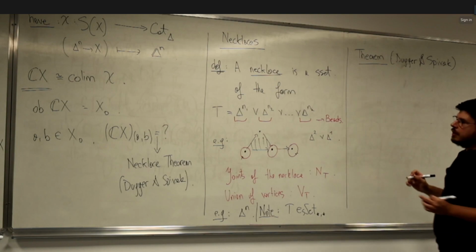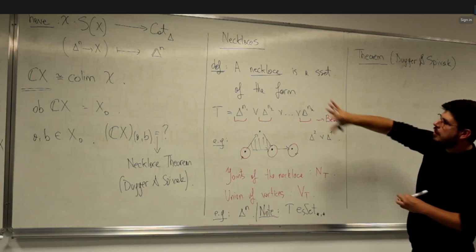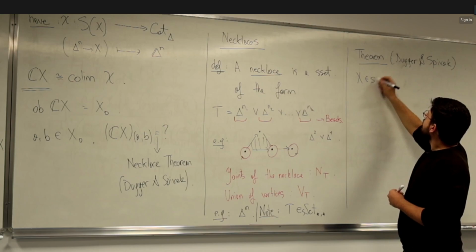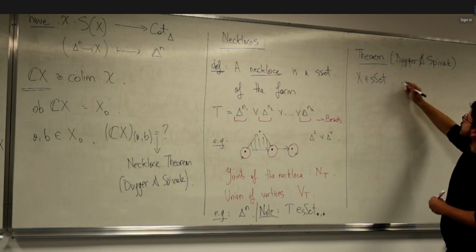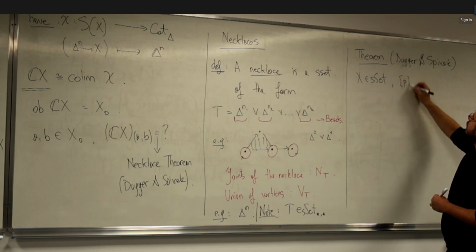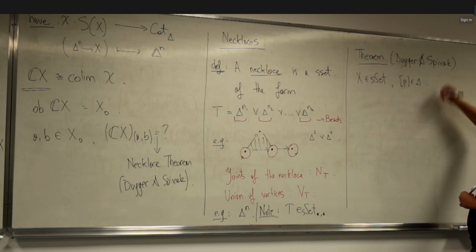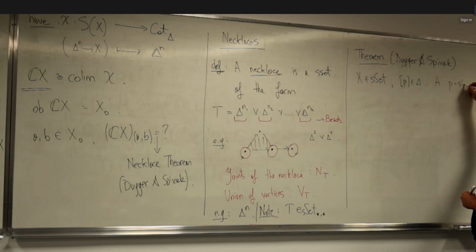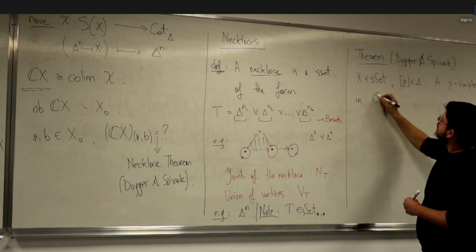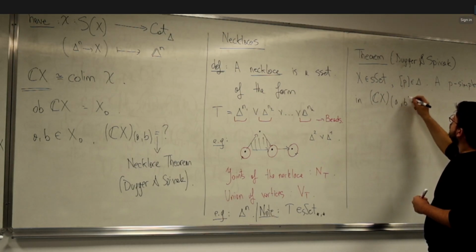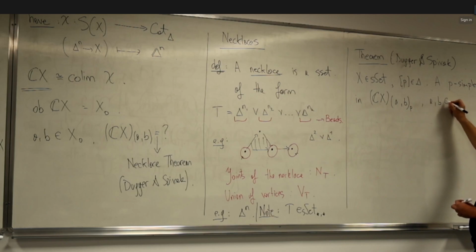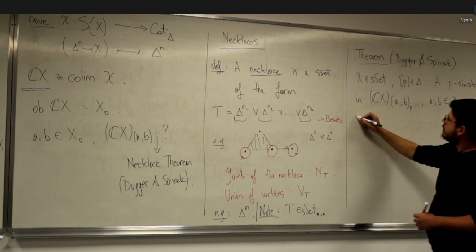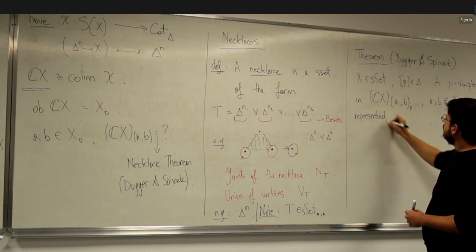So the theorem says the following. Let me restate. Let X be a simplicial set, and let me also fix P to be a fixed index. A P-simplex in the simplicial set C_X(A,B), so in this mapping space, where A and B are two fixed zero simplices, which are objects of C_X, is represented by the following.